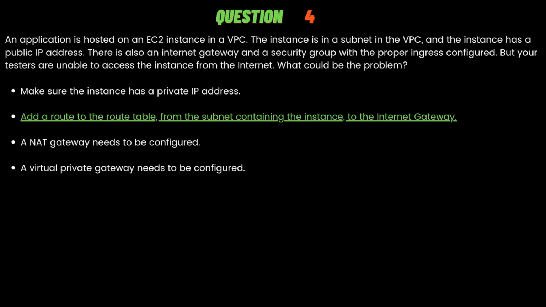Add a route to the route table from the subnet containing the instance to the internet gateway. And this is the correct answer, as in the steps mentioned at the top of the question, they should have mentioned this step, where there should be a route in the route table to the internet gateway.